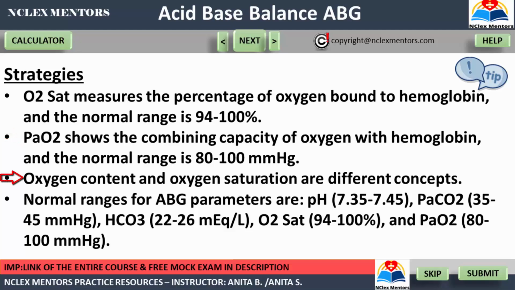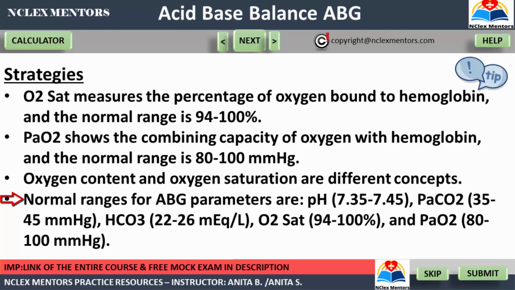Oxygen content refers to the total amount of oxygen in the blood, including both bound to hemoglobin and dissolved in plasma. Oxygen saturation specifically measures the percentage of hemoglobin bound with oxygen. Understanding this distinction is important for interpreting ABG results.